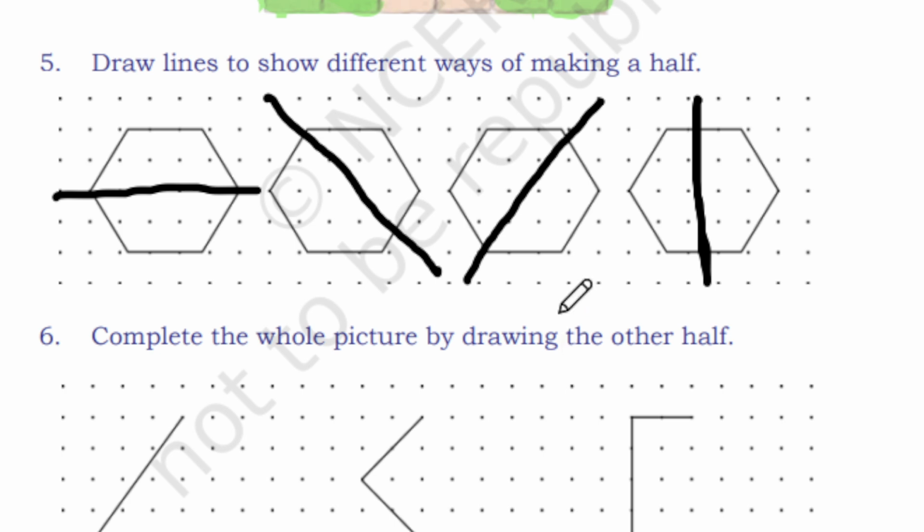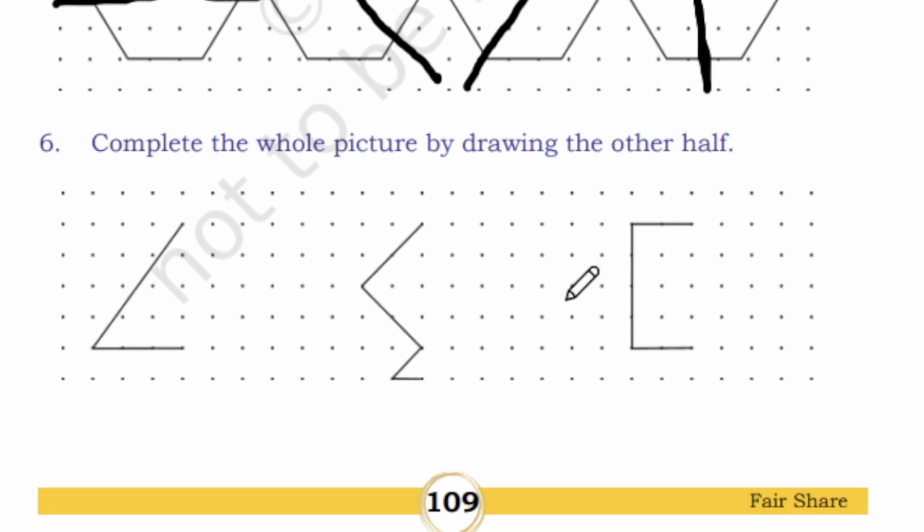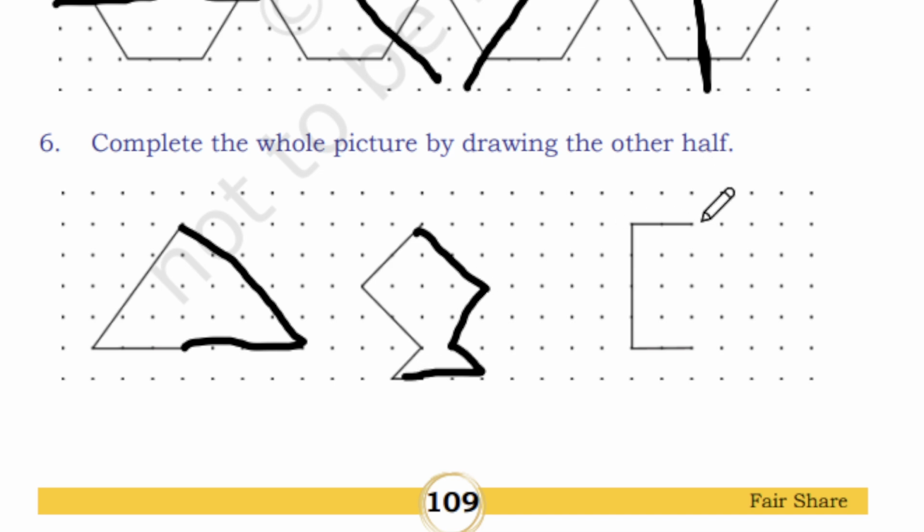Okay, so next one: complete the whole picture by drawing the other half. So you have to complete the whole picture by drawing the other half. That is also very easy. So we have 1, 2, 3, 4 dots. So again 1, 2, 3, 4, and then complete this triangle. This one, easy.